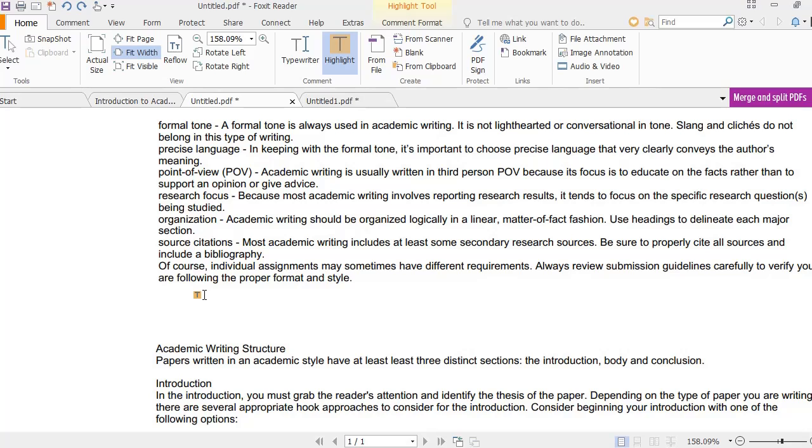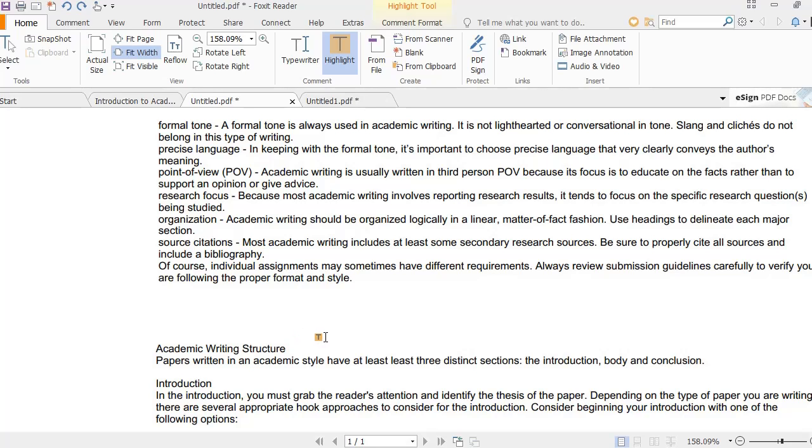Now, source citations. Most academic writing includes at least some secondary research sources. Of course, nothing is completely based on our own research. Sometimes we have to depend on other sources, so we have to include source citations. Be sure to properly cite all sources and include a bibliography. So certainly we should include a bibliography.